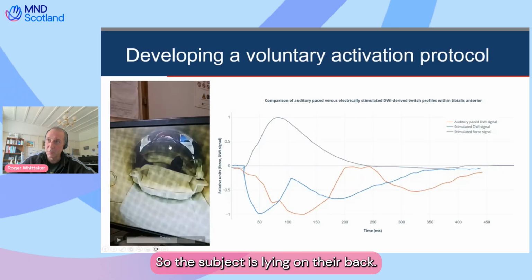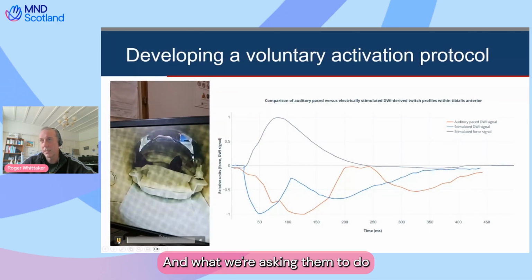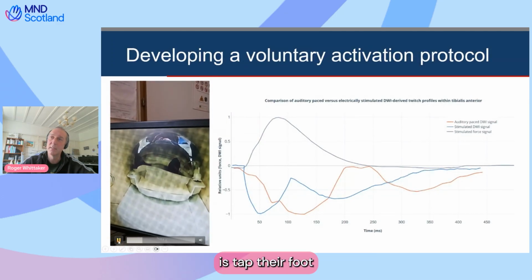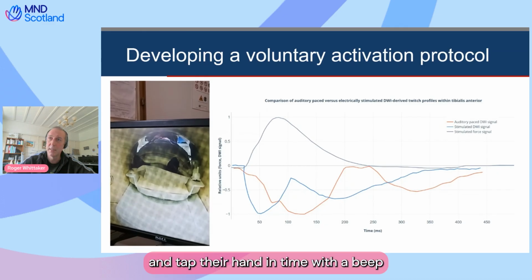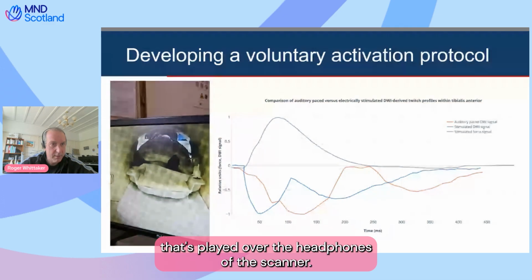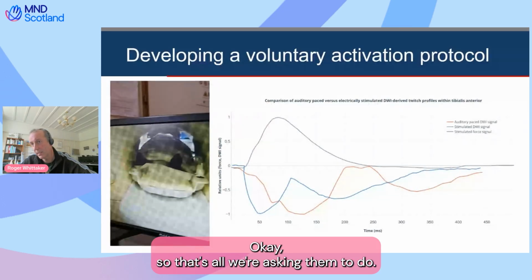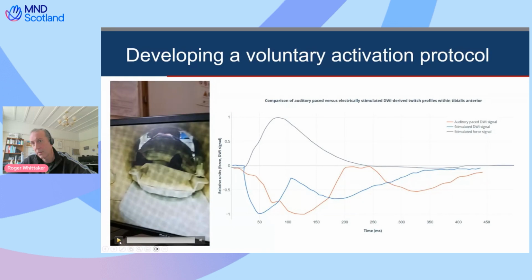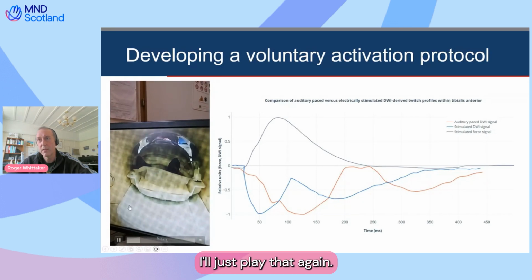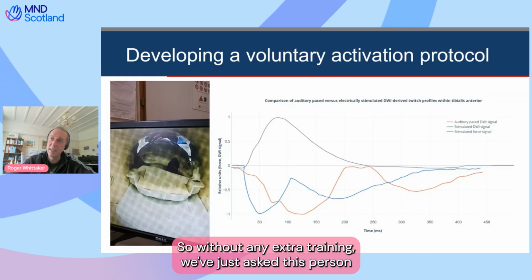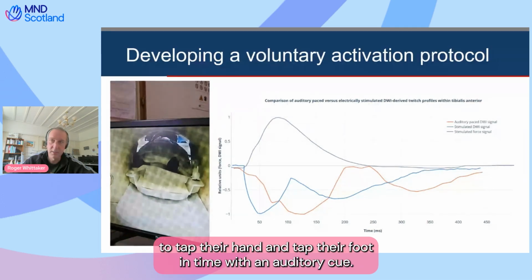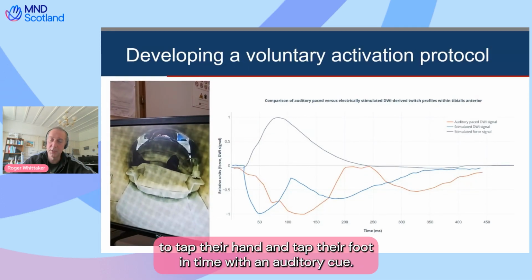So the subject is lying on their back. You can just see their feet here, and these are their arms. And what we're asking them to do is tap their foot and tap their hand in time with a beep that's played over the headphones of the scanner. Okay, so that's all we're asking them to do. I'll just play that again. So without any extra training, we've just asked this person to tap their hand and tap their foot in time with an auditory cue.